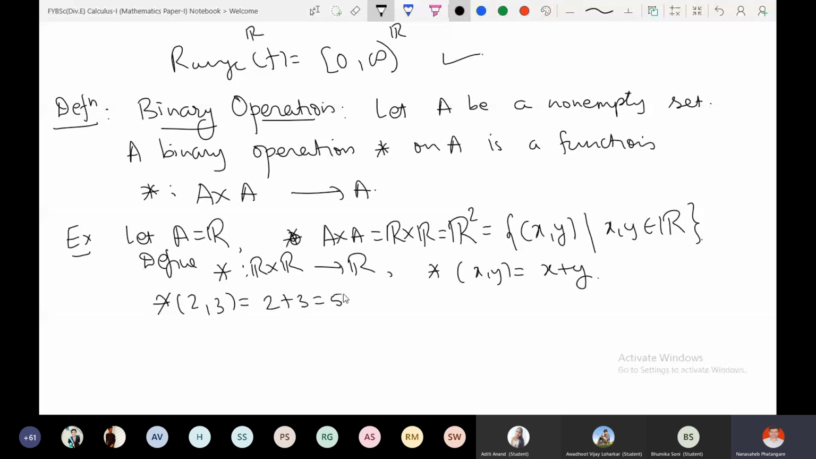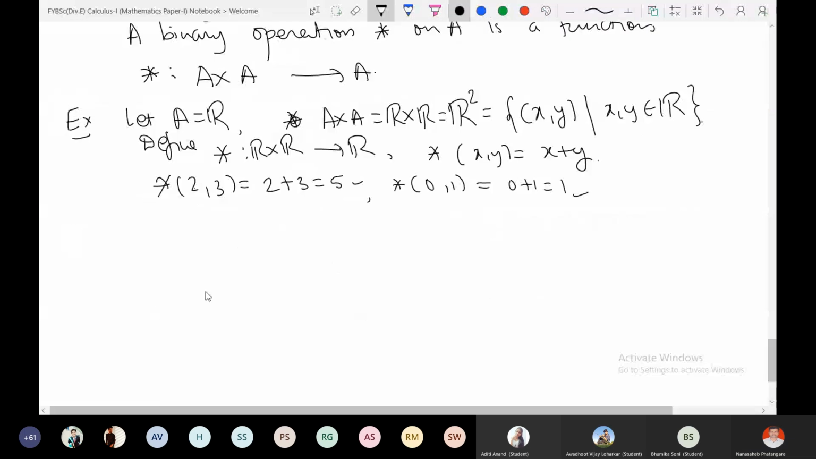2 plus 3 is equal to 5. So what is the action on (0, 1)? 0 plus 1, that is 1. That means if we apply this function on any element in R cross R, I will get a unique element. Right? I will get a unique element. So therefore clearly star is a function. Clearly star is a function. Am I right?